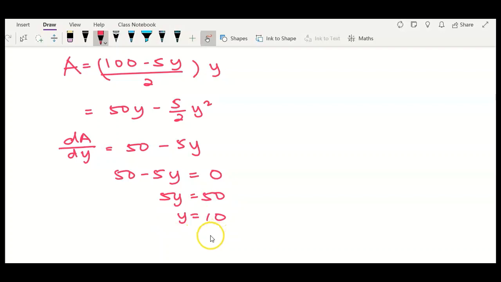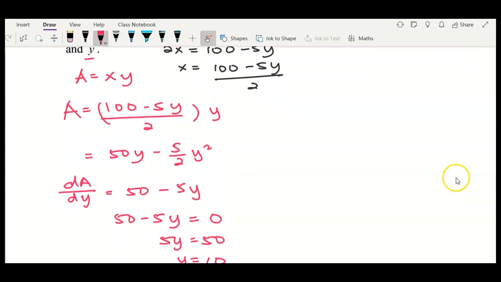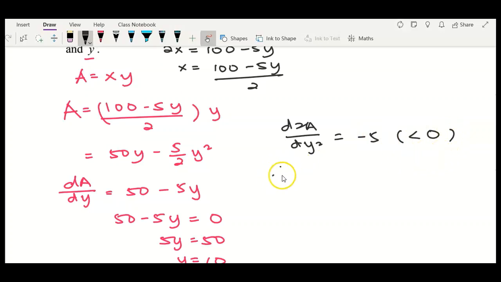Yes. Then after that, you need to make sure that this y value, which is equivalent to 10, will make our A maximum. We're not sure, so we need to verify it by using d2A/dy2. From here we differentiate one more time with respect to y, and we get negative 5. If your second derivative is less than 0, what is the conclusion? You can say that A is maximum. A is maximum when your y value equals 10.